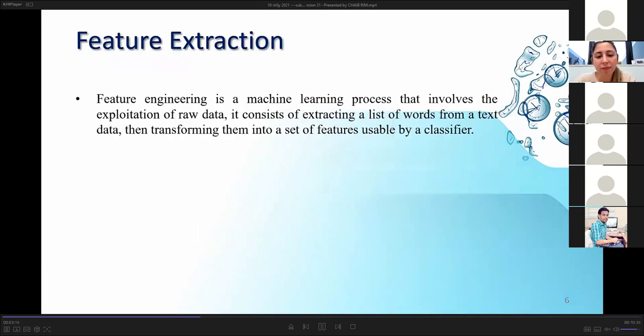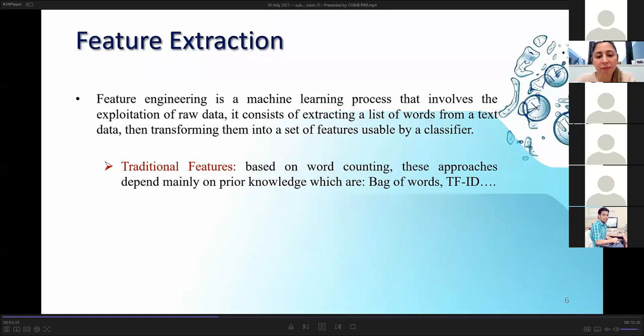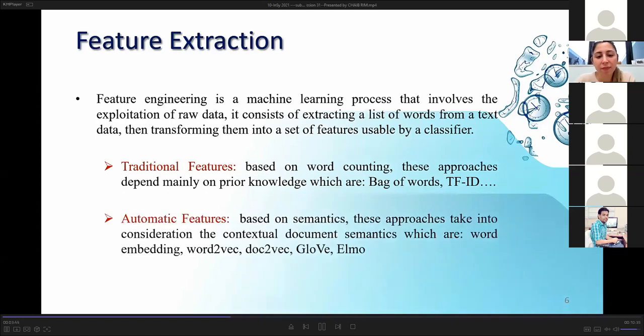Feature extraction, or feature engineering, is a machine learning process that involves the exploitation of raw data. It consists of extracting a list of words from text data, then transforming them into a set of features usable by a classifier. Feature extraction methods can be divided into two categories. Traditional features based on word counting. These approaches depend mainly on prior knowledge, which are bag of words and TF-IDF, and automatic features based on semantics. These approaches take into consideration the contextual document semantics, which are word embedding, word2vec, doc2vec, GloVe, and others.